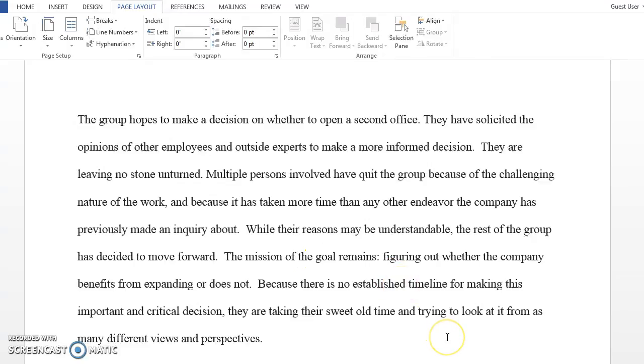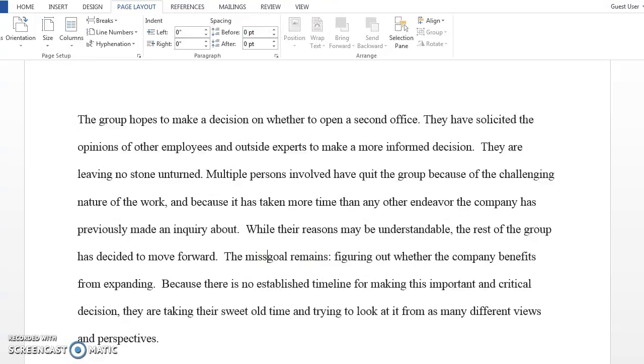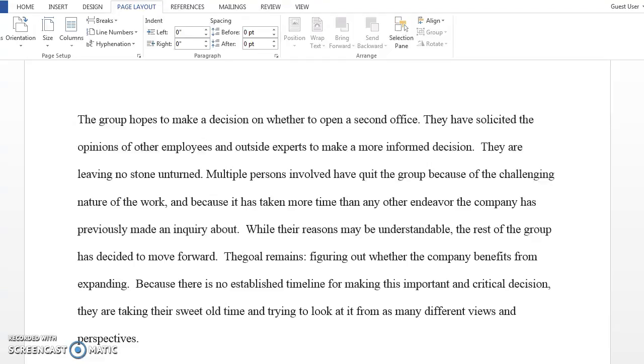The mission of the goal remains, figuring out whether the company benefits from expanding or does not. I hate to harp on this, but let's get rid of or does not, for starters. Secondly, a mission and a goal seem like the same thing. I happen to like goal more in this case. Figuring out whether, I think we got it. We're down to 131 words, minus 34 overall.